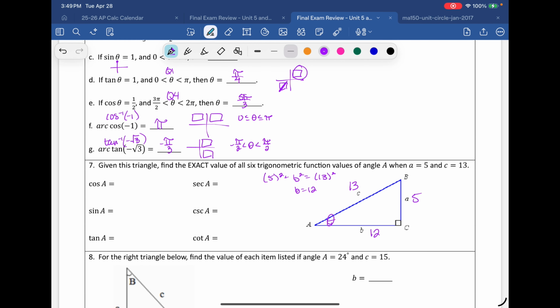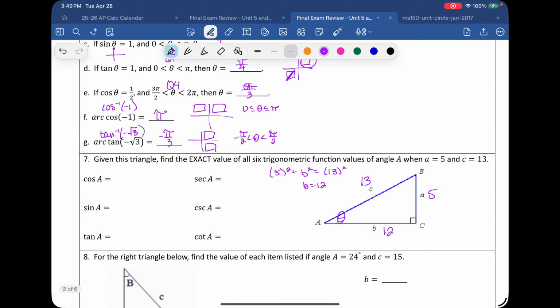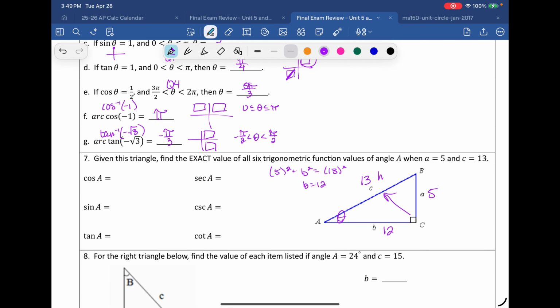All right, so A is my theta. Cosine is adjacent over hypotenuse. Hypotenuse is always across from the right angle, always the longest side. 13 is the longest side. So adjacent is 12, hypotenuse 13, which automatically gives me secant because it's the reciprocal.